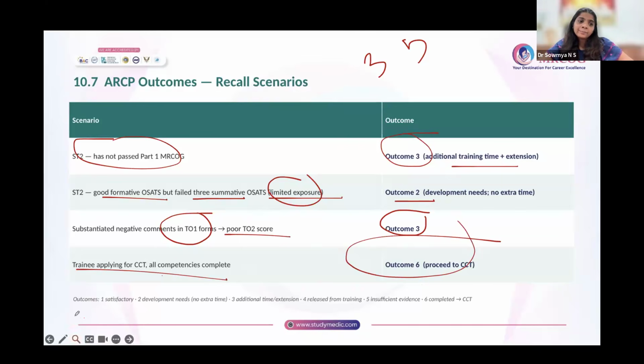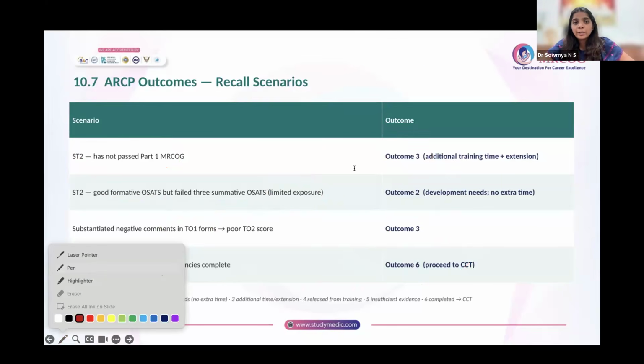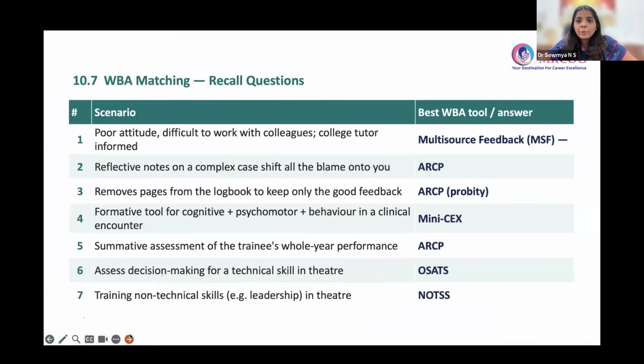Are we clear? These are all the repeat recalls which I have put, guys. Is this clear to all of you? Are we good so far? Looks like you guys are more tired than me.